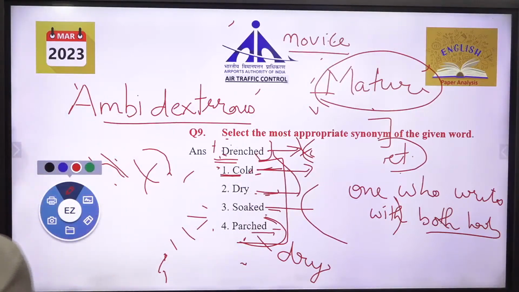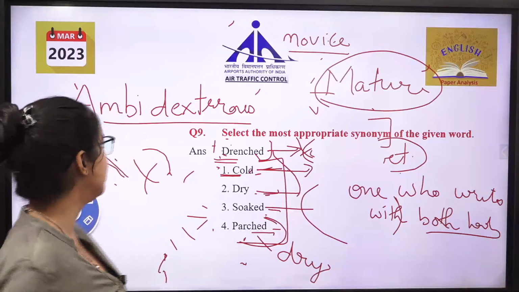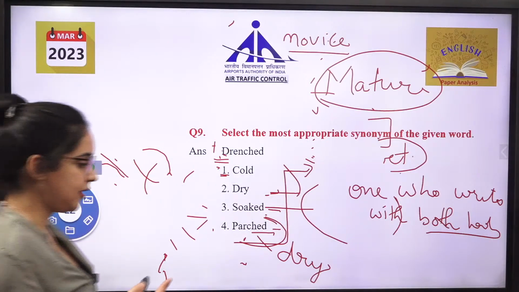Ambidextrous. Very good. Who answered right? Yeah, Sandeep answered right. Ambidextrous. So ambidextrous is the second one. Clear. Let me ask you one easy one.